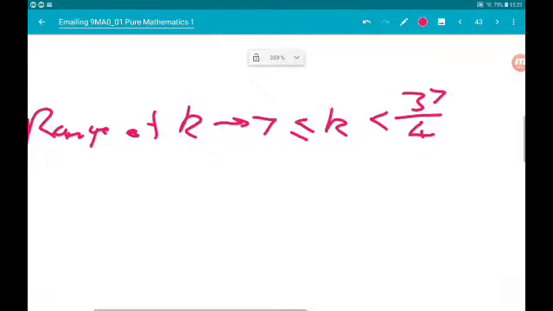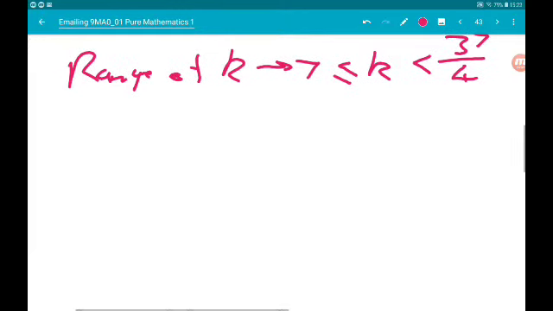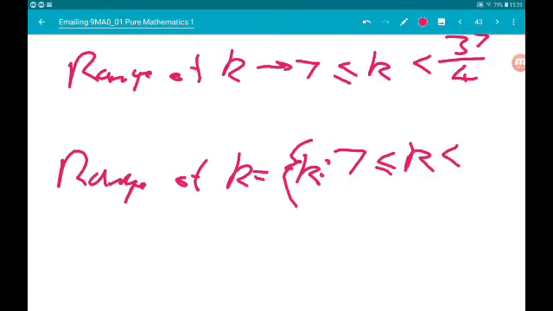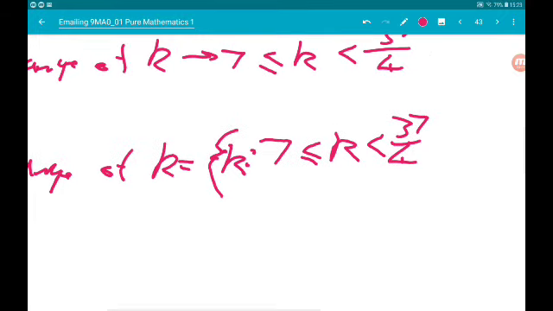So, finally, written in set notation, we would say the range of k is k such that 7 is less than or equal to k is less than 37 over 4. And that's it. Paper done.